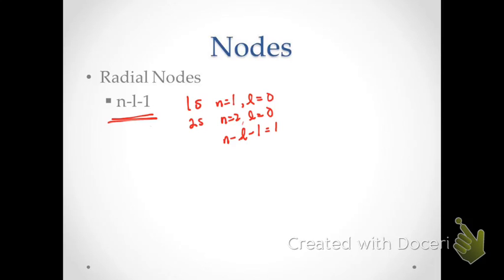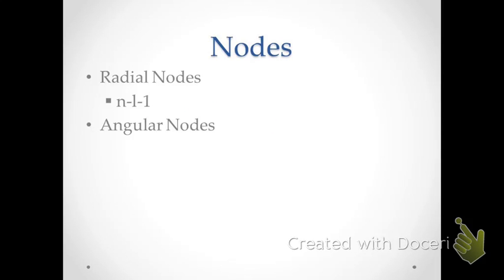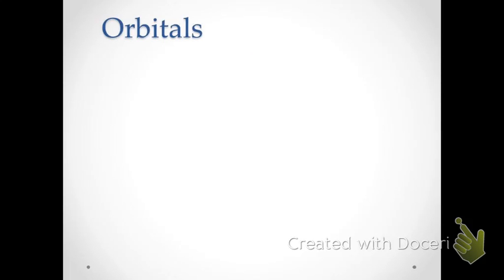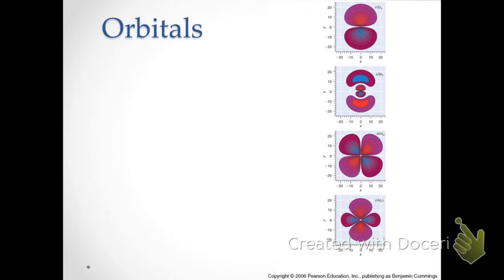Now, in addition to radial nodes, we also talk about angular nodes. Angular nodes correspond to specific angles where the wave function is equal to 0, and the number of angular nodes will be equal to L. Let's look at that, particularly if we look at the shapes of the orbitals, and these are based, of course, on the spherical harmonics of the wave function.